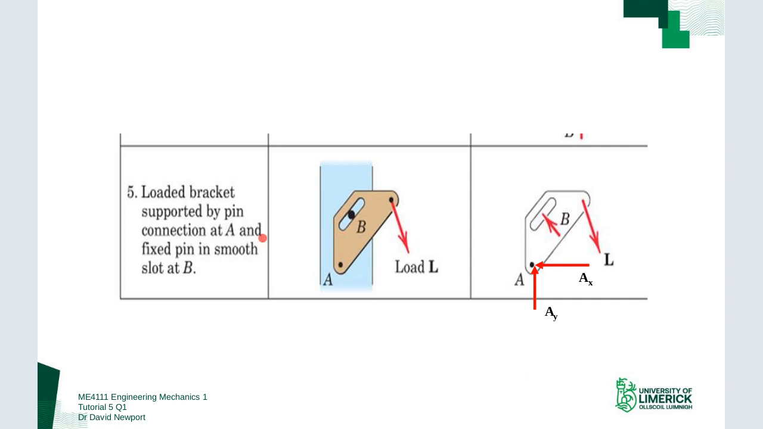Okay, and I think this is the last one, is it? It is. Let's go back. So we've got this bracket supported by a pin connection at A and a fixed pin in a smooth slot at B. So there's no friction in this, we just have the normal contact, so that's fine. And we have the connection at point A. So again, it's pinned, so it will allow rotation, so we have no moment reactions. And we have a vertical and a horizontal reaction component to that.